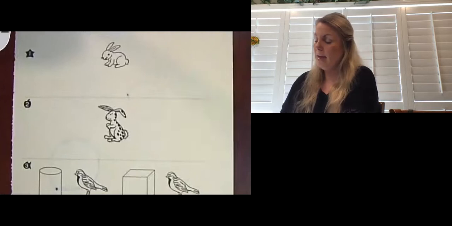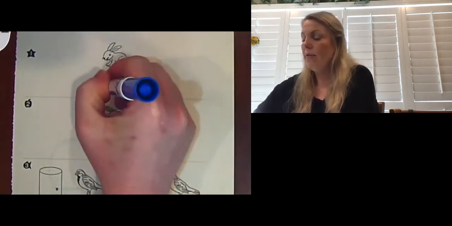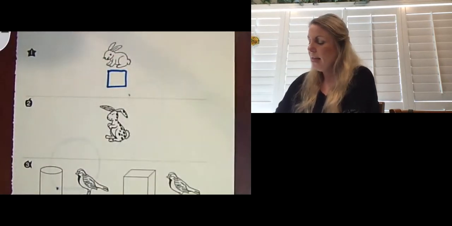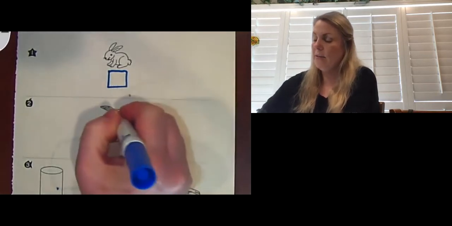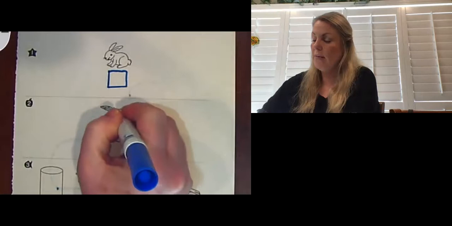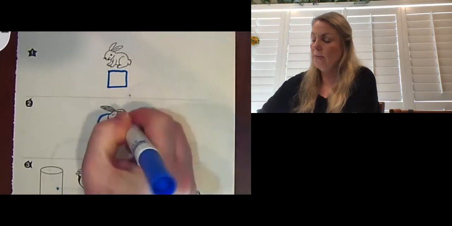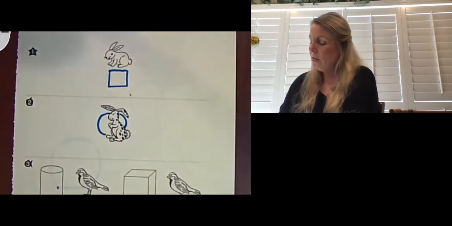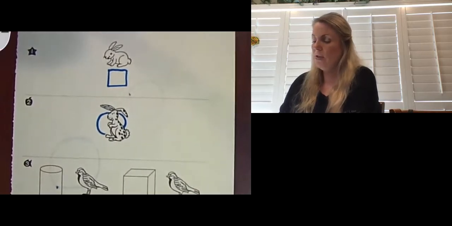Now let's look at some animals. It says draw a square in front of the bunny. Then it says draw a circle behind the rabbit. This one's a little bit hard. So I'm going to draw my circle a little bit behind my rabbit. Then it says circle the bird next to the cylinder.